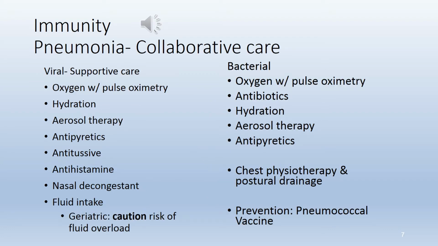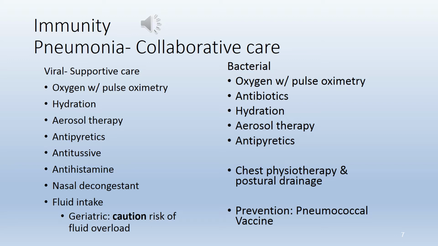With pneumonia, we as nurses are going to utilize collaborative care. If it's a viral pneumonia, we do supportive care. We're going to give oxygen if needed, and if so, use pulse oximetry to monitor. We're going to give hydration, PO and IV. We're going to use aerosol therapy so that if the bronchioles need to be dilated, we can give medications. We can also use humidification with the oxygen if we need to. We can give antipyretics, antitussives, and antihistamines. We can also give nasal decongestants.